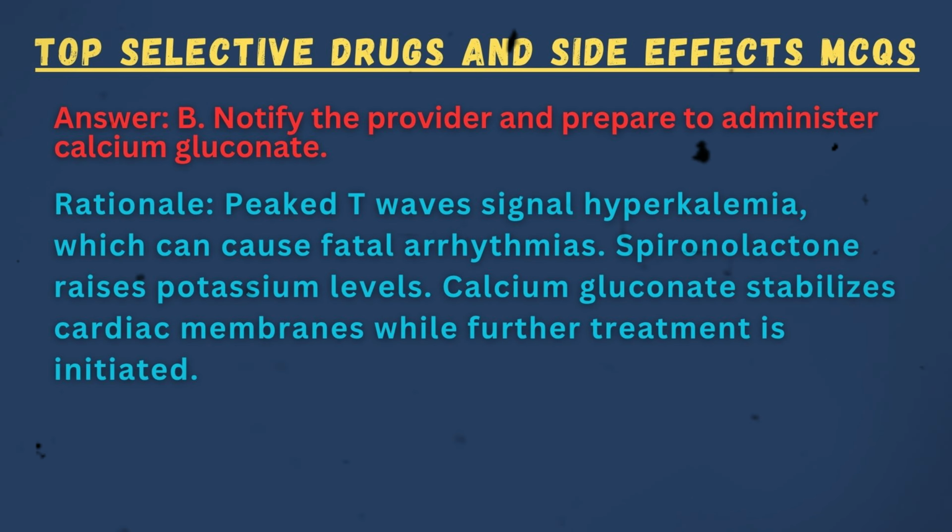Answer: B. Notify the provider and prepare to administer calcium gluconate. Rationale: peaked T waves signal hyperkalemia, which can cause fatal arrhythmias. Spironolactone raises potassium levels. Calcium gluconate stabilizes cardiac membranes while further treatment is initiated.